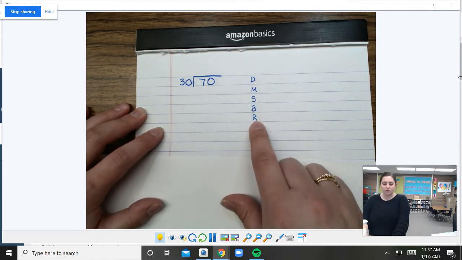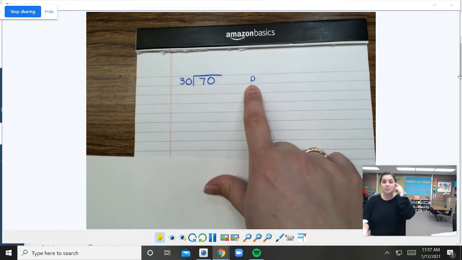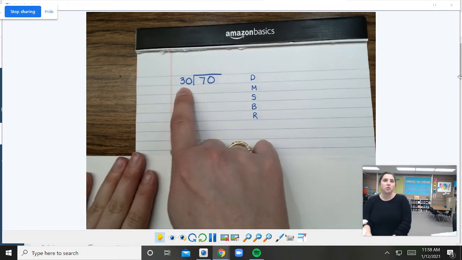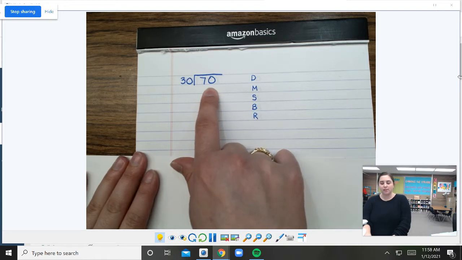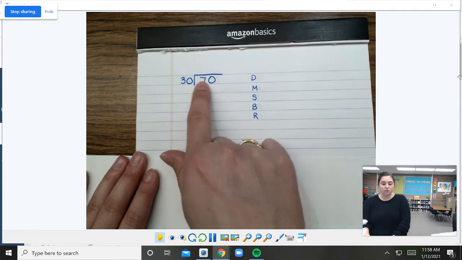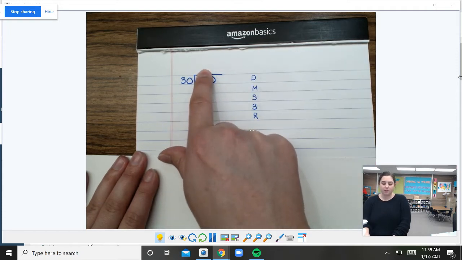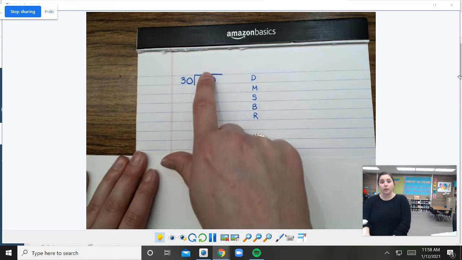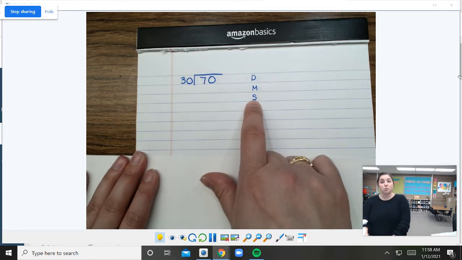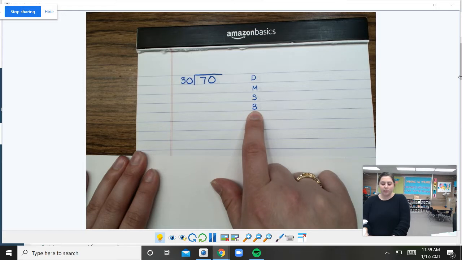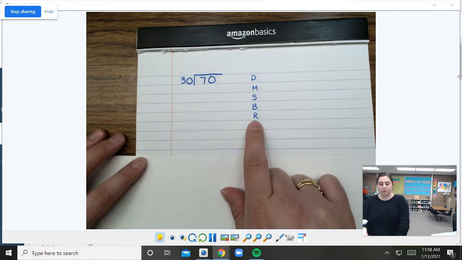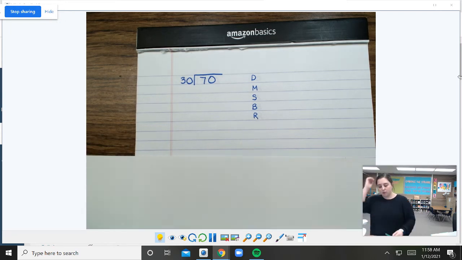Dad, mom, sister, brother, rover. Remember what those mean. D means divide. So first we divide. We're trying to think, how many times does 30 go into 70? That's our divide. And divide's written at the top. That answer of how many times 30 goes into 70 also gets written up top. Then we multiply whatever number we just wrote times 30 gets written below. And then we subtract. Brother brings down, and then we either repeat or possibly have a remainder, but most likely repeat. Okay, let's get started with this one.